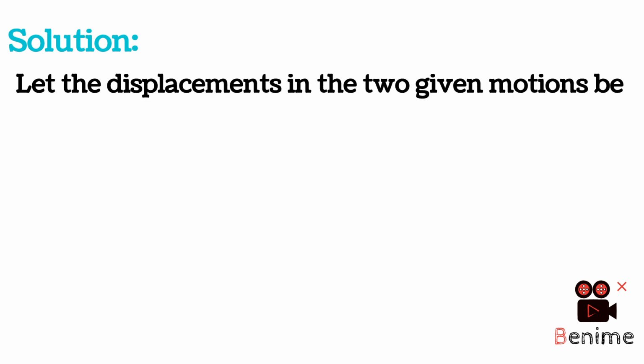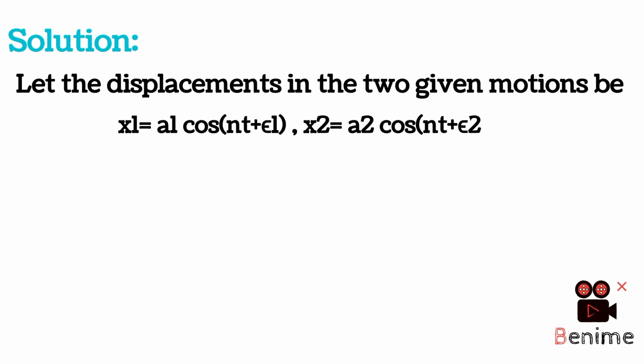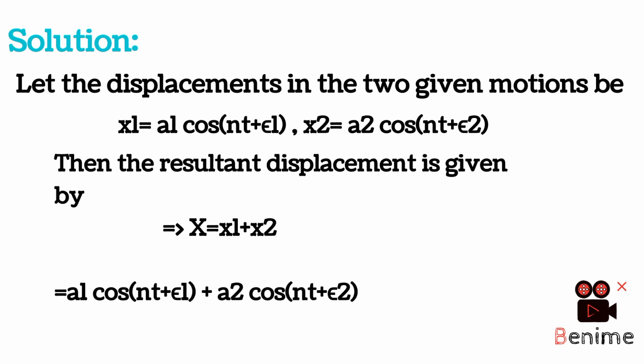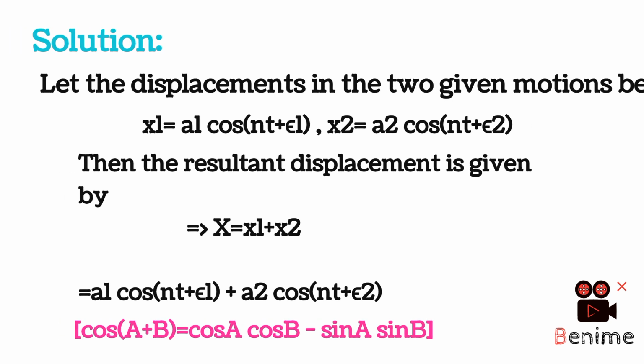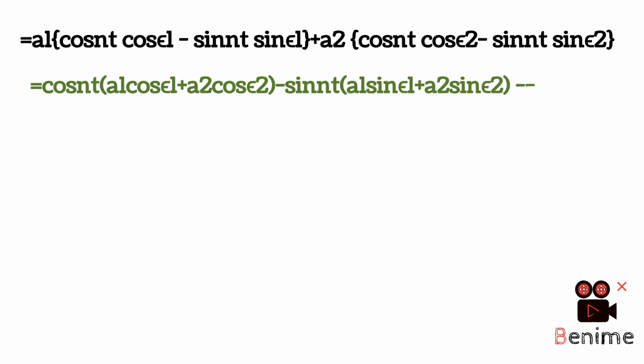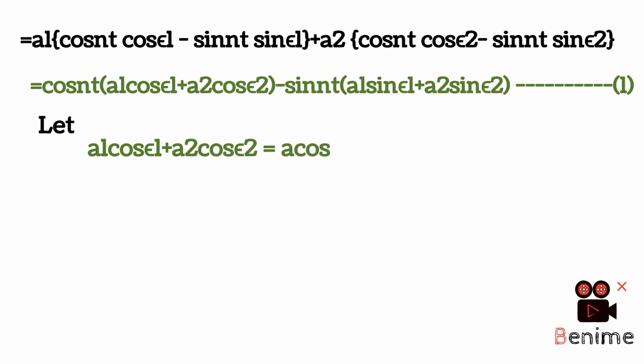Solution. Let the displacements in the two given motions be x1 equal to a1 cos(nt plus epsilon 1) and x2 equal to a2 cos(nt plus epsilon 2). This we get from phase and epoch. Then the resultant displacement is given by x equal to x1 plus x2. Substituting this and using the cos(a plus b) formula, we get cos nt into (a1 cos epsilon 1 plus a2 cos epsilon 2) minus sin nt into (a1 sin epsilon 1 plus a2 sin epsilon 2).